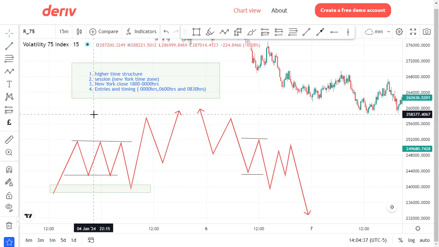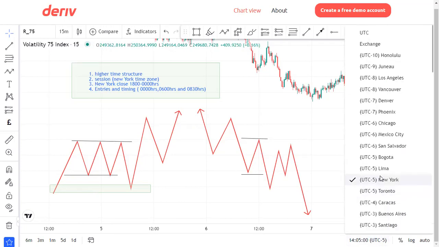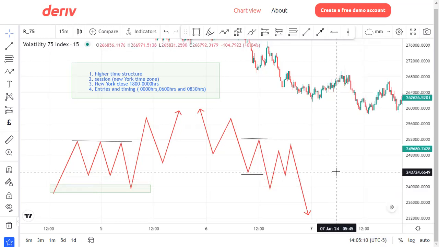The first thing you do on your computer is go on TradingView for Deriv. Don't try to use it on MetaTrader 5, because MetaTrader doesn't allow you to change the time zone. On Deriv, you go to this time zone and change it to New York. We want to use the New York time zone, UTC-5. If you change your time zone to -5, now you're trading like a person who's sitting in New York.